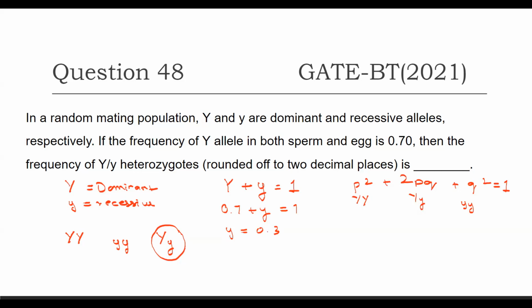So 2 into p into q. So p in this case is the frequency of the dominant allele and q in this case is the frequency of the recessive allele. So that means 2 into 0.7, which is the frequency of capital Y, into 0.3, which is the frequency of the small y, is equal to 0.42. So the answer in this case is 0.42. That is the frequency of the heterozygote is 0.42.